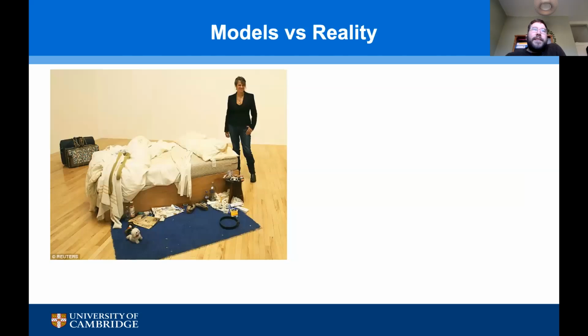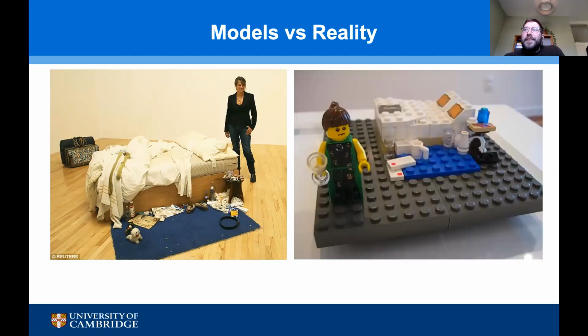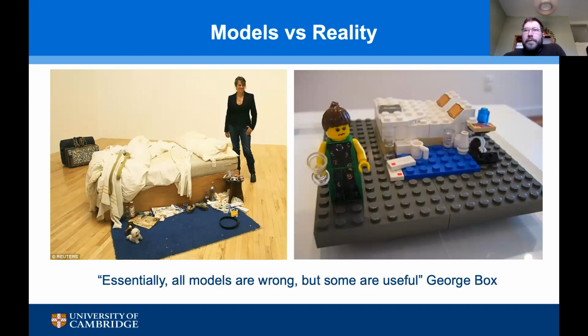I like this kind of image here. This is Tracy Emin and her Turner Prize winning bed. If that's what reality looks like, this would be a typical model. It's a gross simplification. And as that famous truism goes from George Box, essentially all models are wrong, but some are useful. When you're thinking about this stuff, you always have to make big approximations. The question is whether the approximations that you're making are suitable for the scientific questions that you're trying to tackle.